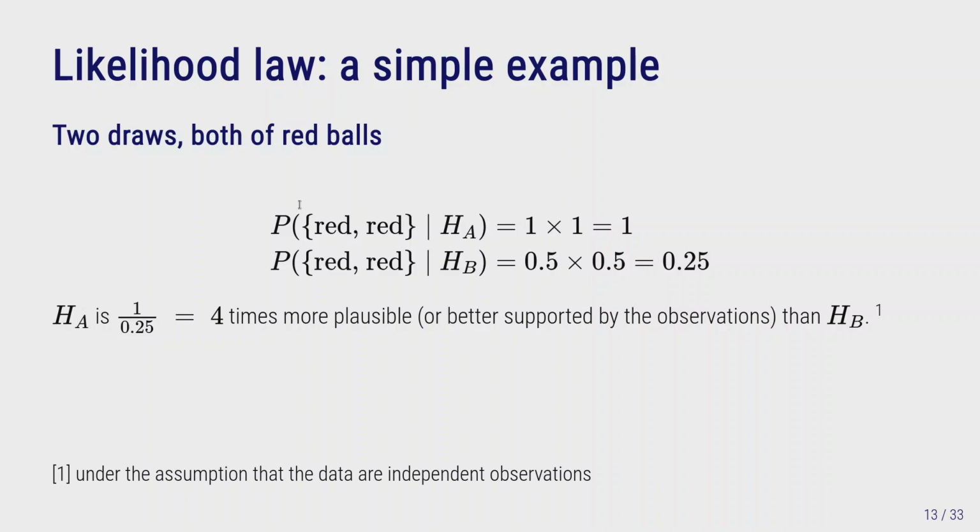So if I have two draws and both balls were red, hypothesis A assigns a probability of one for this data that has two observations, and hypothesis B assigns a probability of 0.25, or a quarter, for this data with two observations. And now, of course, our likelihood ratio increases. We have more support for hypothesis A. Now it's four times more plausible than hypothesis B.